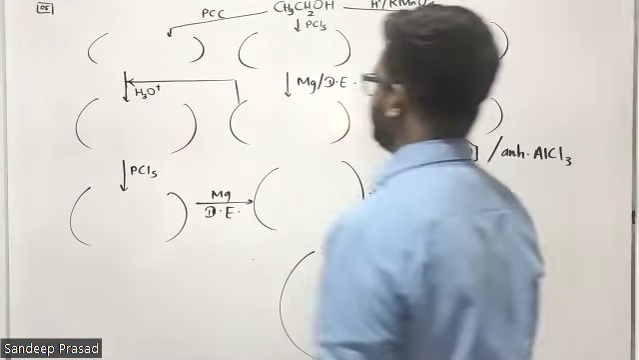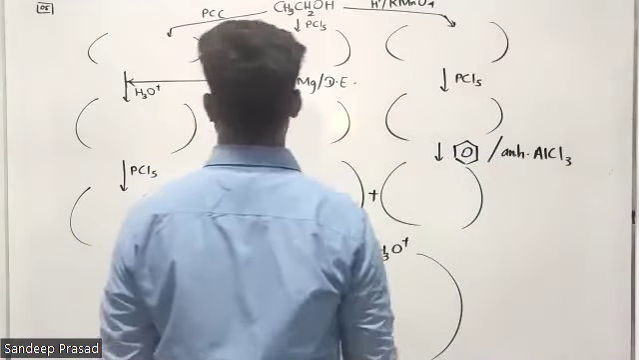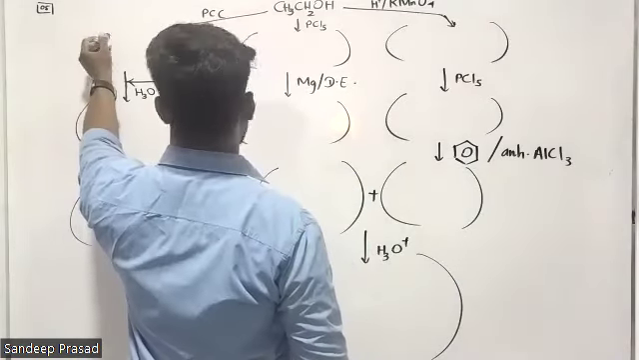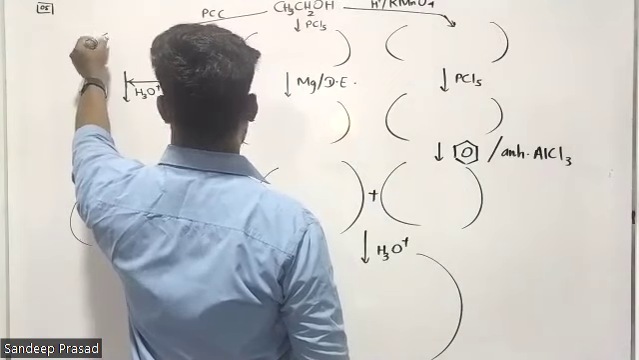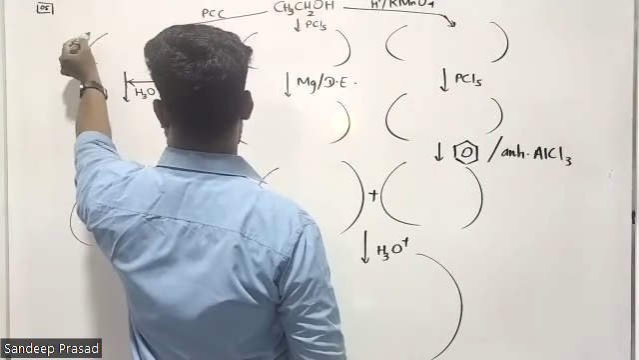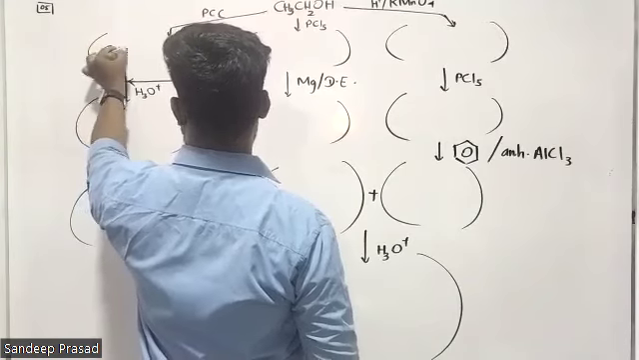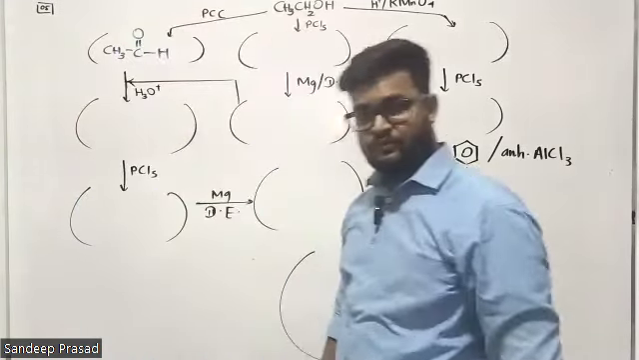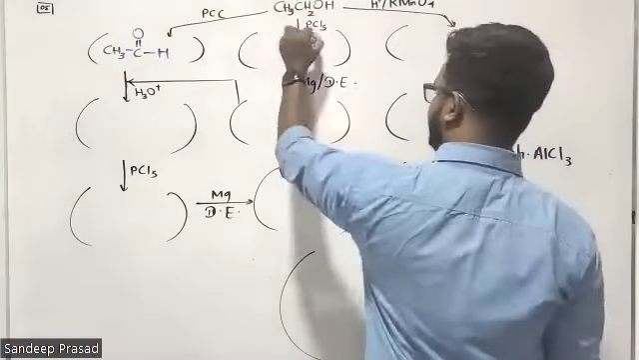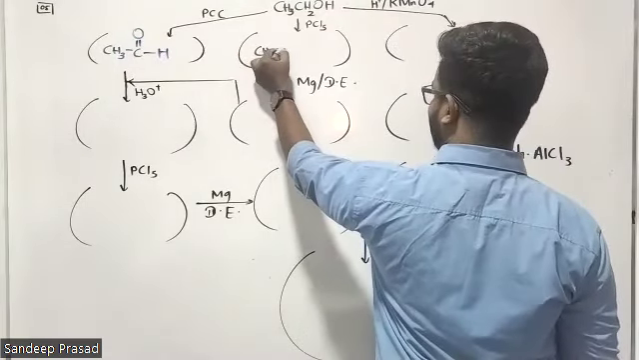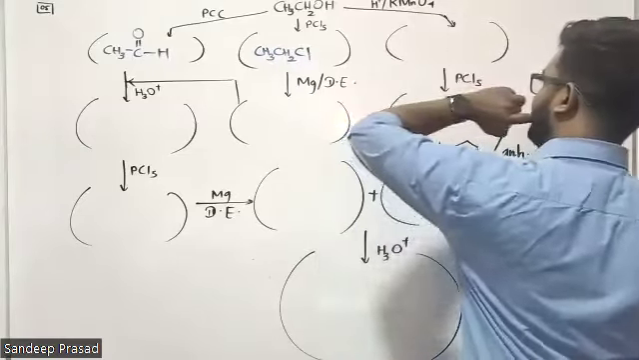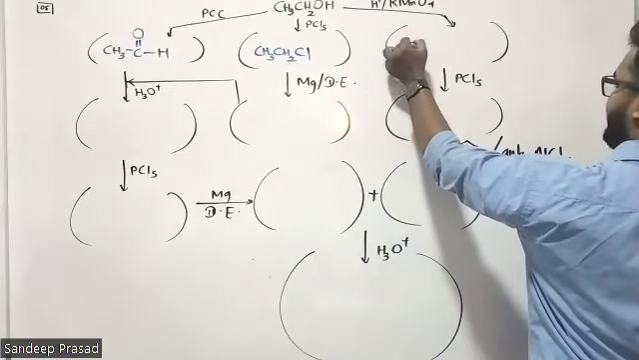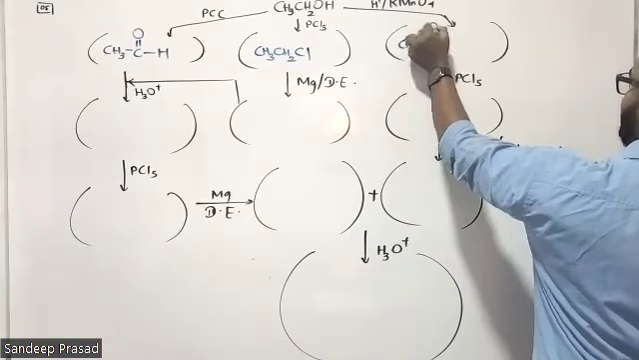So what should be the final product? Let's go step by step. First of all, PCC is added for this primary alcohol. Then we know that it ends up with an aldehyde. Otherwise, it's going for a carboxylic acid. PCl5 is added, so therefore alkyl halide is produced in this way. Acidic KMnO4 is added, therefore now it can go for the carboxylic acid.